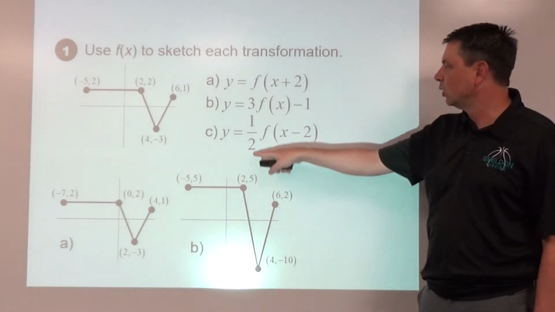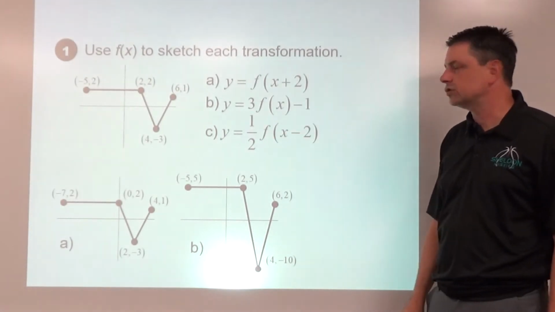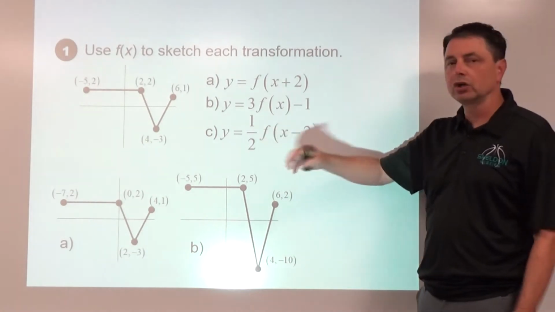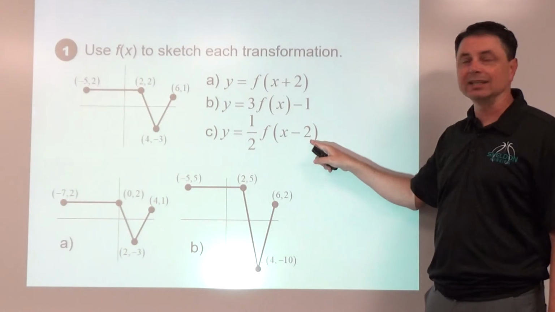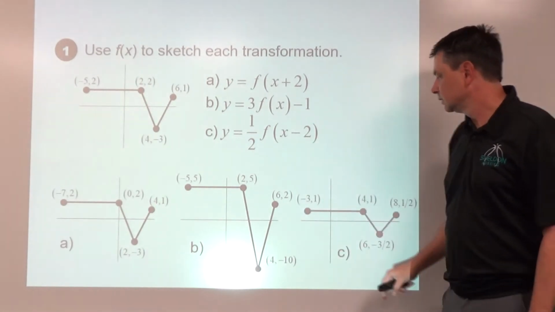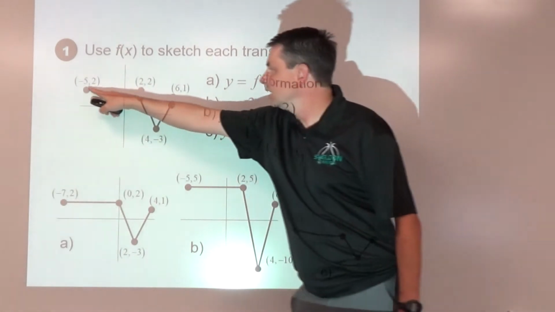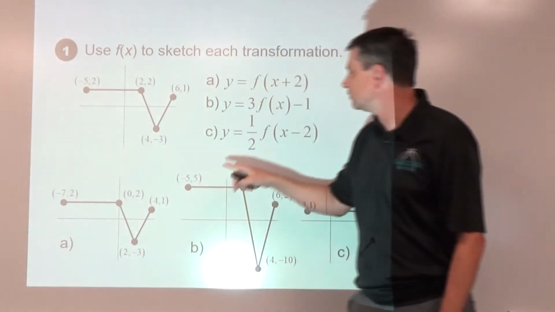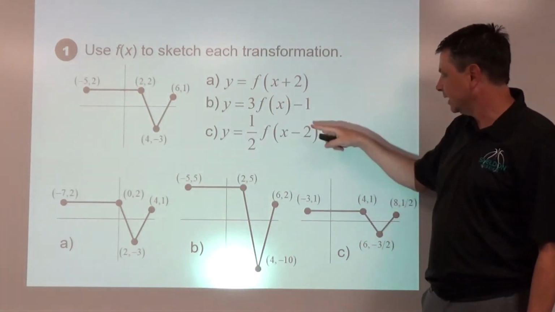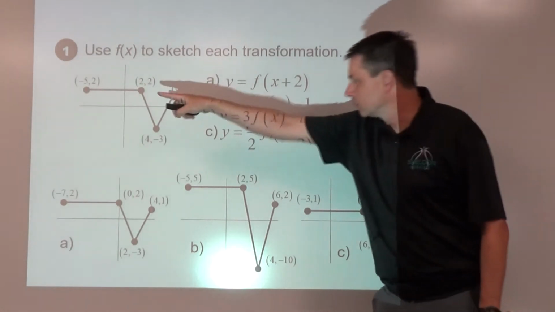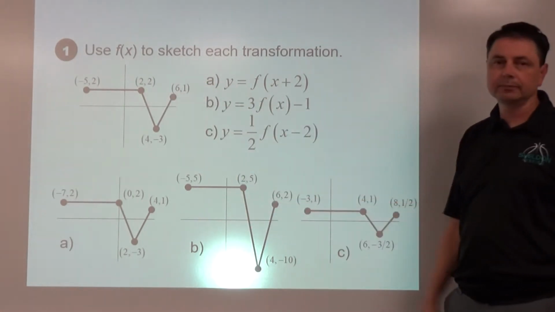The last one, 1/2 f of x minus 2. We've got a vertical shrink or compression and shift right 2. So like this point here, if we compress it by half, it goes from 2 to 1. Half of 2 is 1. And then shift to the right from negative 5 to negative 3.